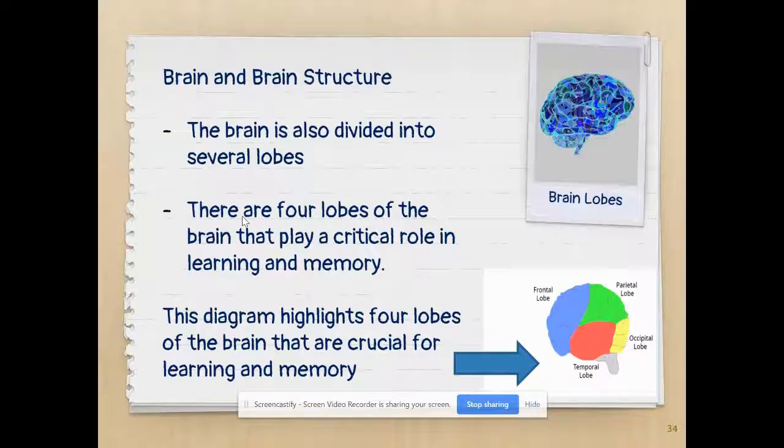The brain is also divided into several lobes. There are 4 lobes of the brain that play a critical role in learning and memory. You'll see the frontal lobe, the parietal lobe, the occipital lobe, and the temporal lobe.